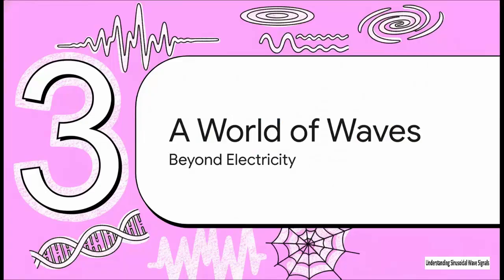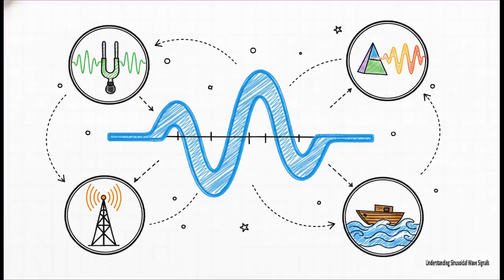Now, here's where it gets really mind-bending. This pattern isn't just for our power grid, not even close. Once you learn to recognize the sine wave, you start seeing it absolutely everywhere. Think about it. That pure ringing tone of a tuning fork, that's a perfect sine wave traveling through the air. The colors you see are just sine waves of light with different frequencies. Radio signals, your Wi-Fi, even the gentle rocking of waves on the ocean. All of these things can be broken down and described using the same fundamental shape. It's a true building block of our physical world.